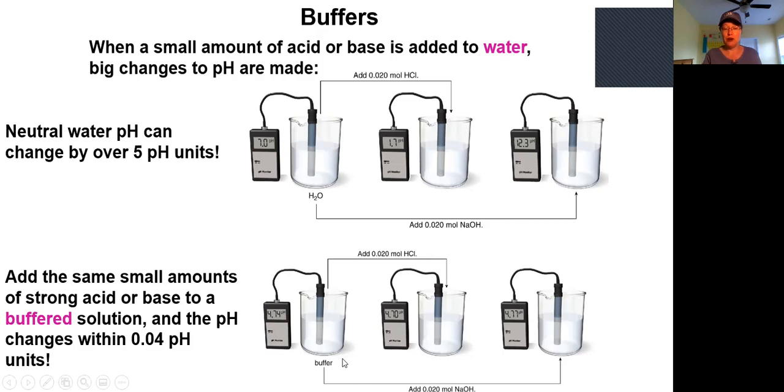And if I start with the buffer and add strong base, look at that. It only went up by 0.03. That's a big difference from when it changed by 5 pH units. In fact, we haven't mentioned it yet, but with 5 pH units, each one's worth 10, so that's 50 times more basic or 50 times more acidic. This one's only like 3 times more acidic or basic, a much, much smaller amount.